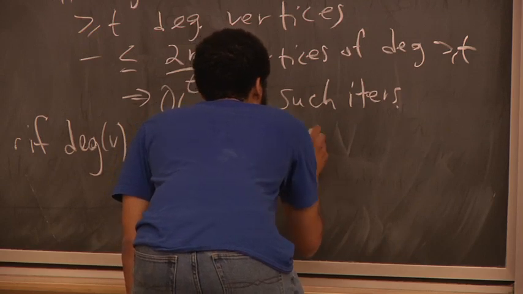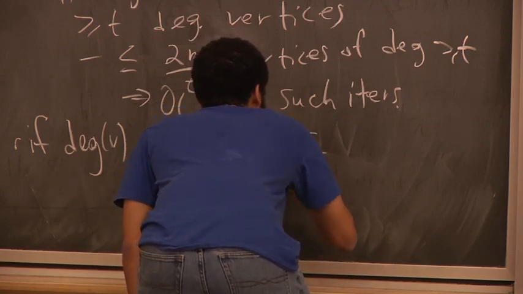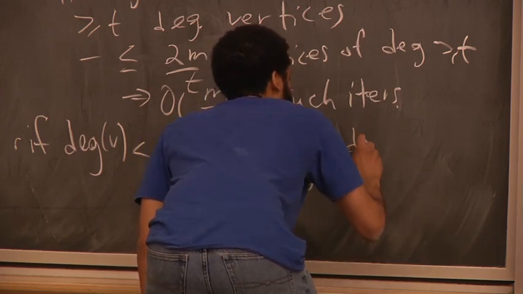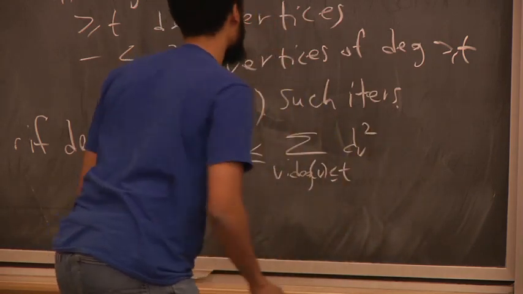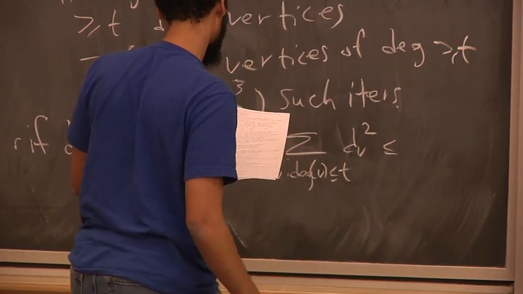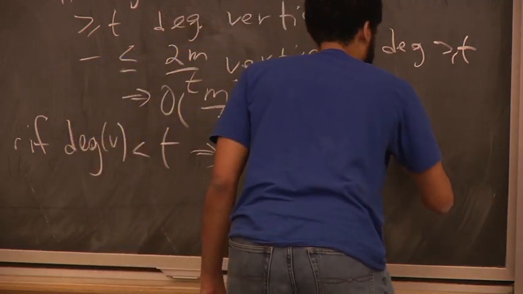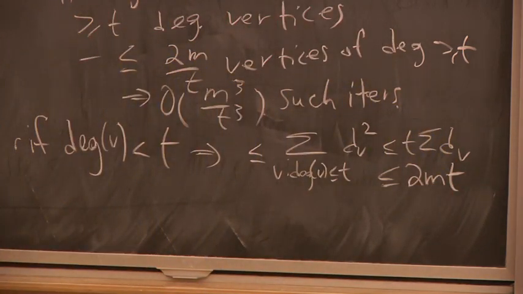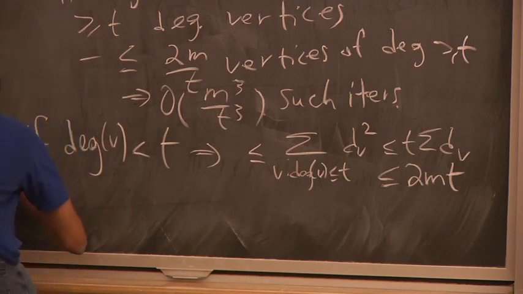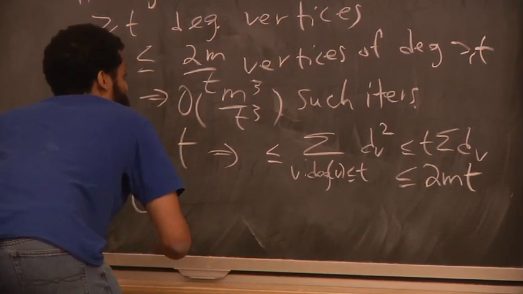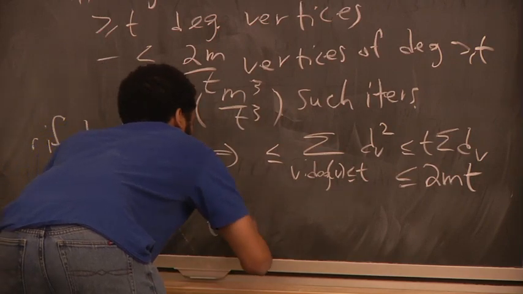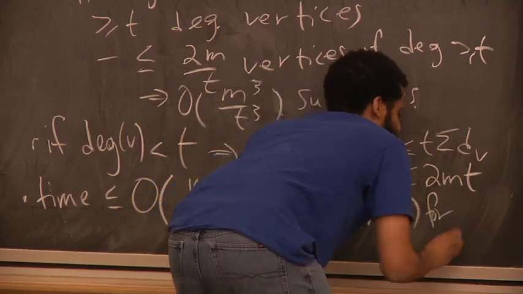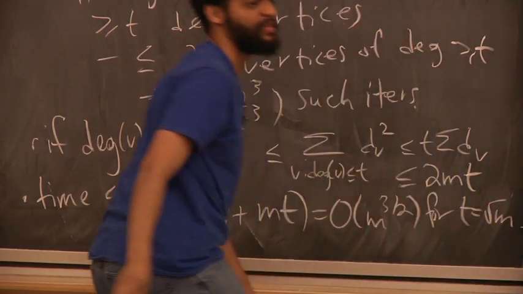The total amount of time spent in these iterations is at most the sum over v such that degree of v is at most t of degree of v squared, which is at most t times the sum of the degrees, which is at most 2mt. So you can balance this. So the time is at most O of m cubed over t cubed plus mt, which is equal to O of m to the 3/2 for t equals root m. Okay.